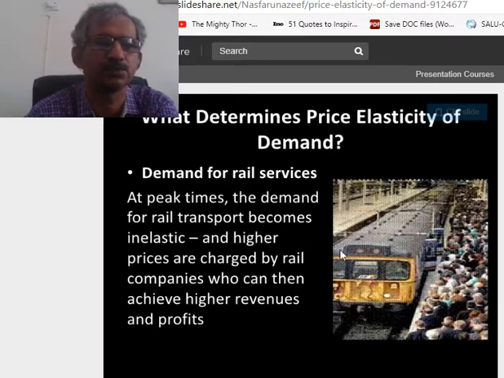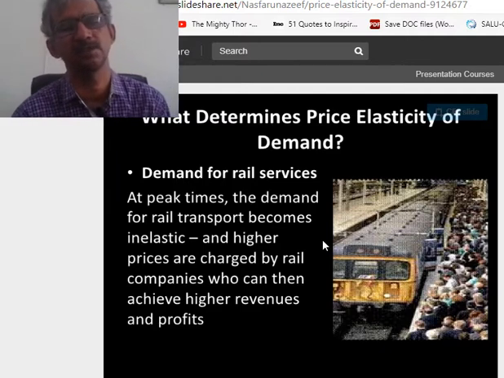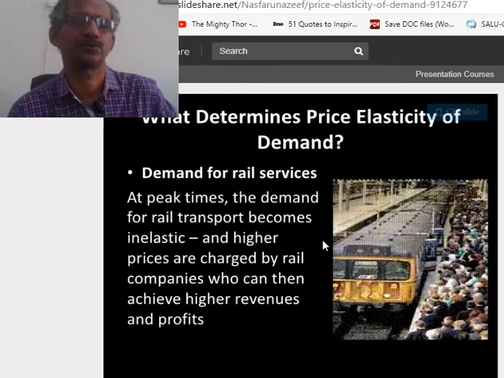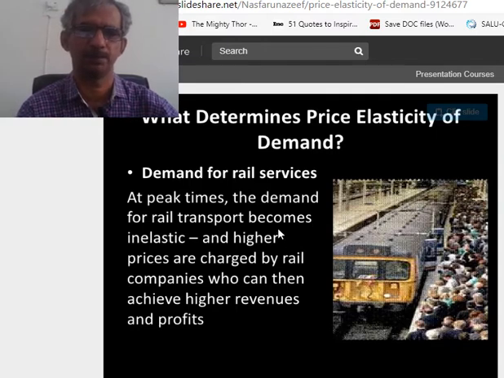We can also observe the same situation during the Eid days, when people want to return to their homes from the big cities to their villages via trains or coaches or any other mode of transportation. At that time, even the higher prices are not discouraging people from travelling. So peak times have more impact. At peak time, the demand for rail transport becomes inelastic, meaning even if the price changes, the demand will not change.